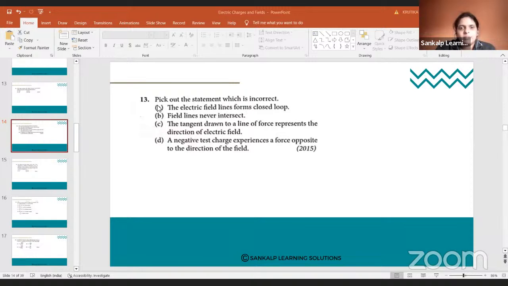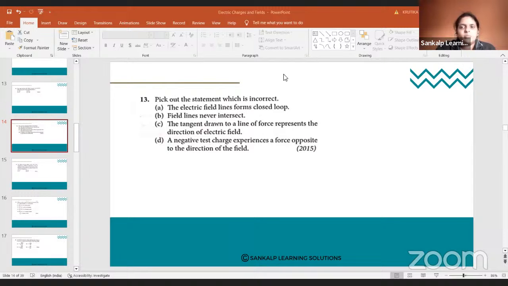Option A: The electric field lines form closed loops. Option B: Field lines never intersect. Option C: The tangent drawn to the line of force represents the direction of the electric field. Option D: A negative test charge experiences a force opposite to the direction of the electric field. Which statement is wrong? So see, you have studied the properties of the electric field lines.